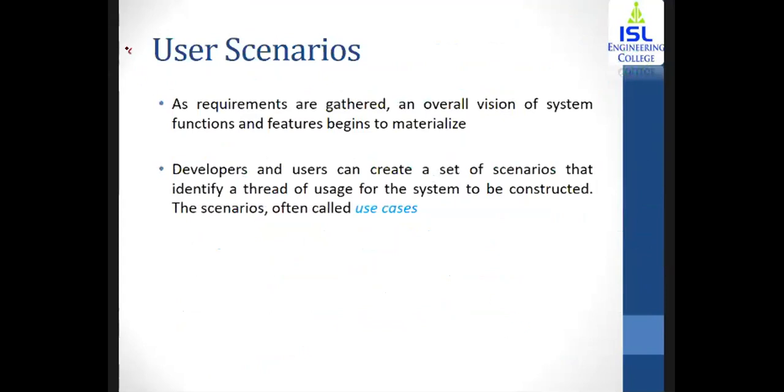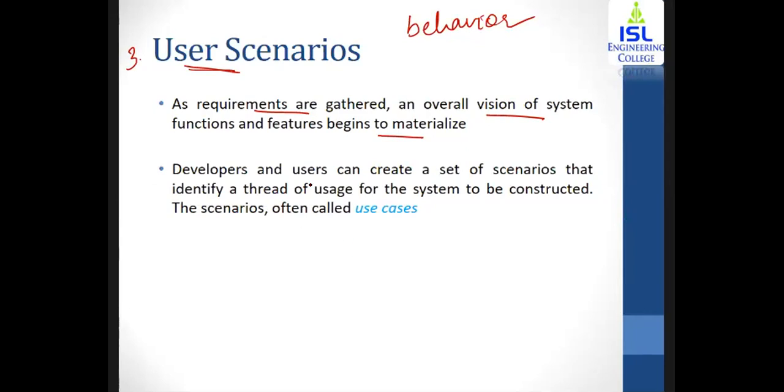Then going on to the third step within eliciting requirements, that is user scenarios. User scenarios means what the user expects the software to do, that is the behavior of the software. As requirements are gathered, an overall vision of the system, functions, and features begins to materialize. That is, when you've gathered the requirements, you get to know what software you're developing, why you're developing it, and what different features need to be there within the software. You might develop different prototypes for the software. So each of these requirements is turning into something materialistic.